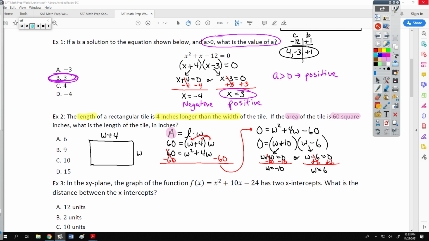Now this is a context of the problem issue. We have two possible answers. The question is, which one is the correct answer? Well, width can't be negative.